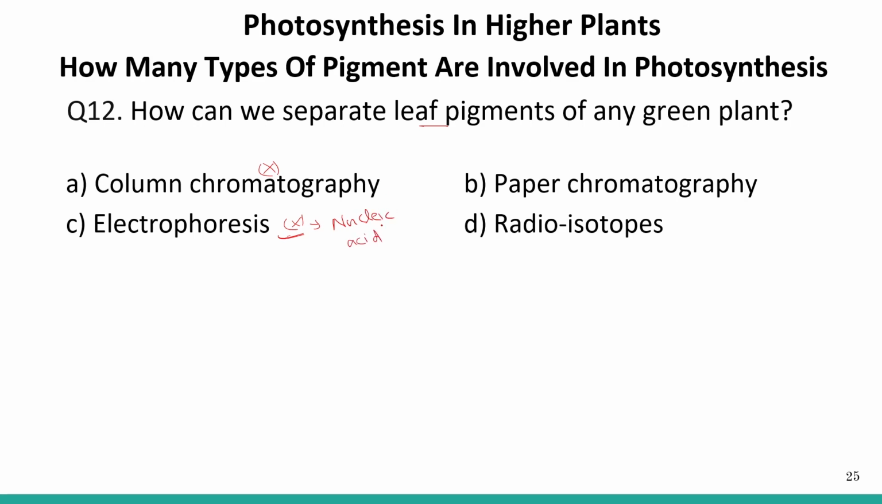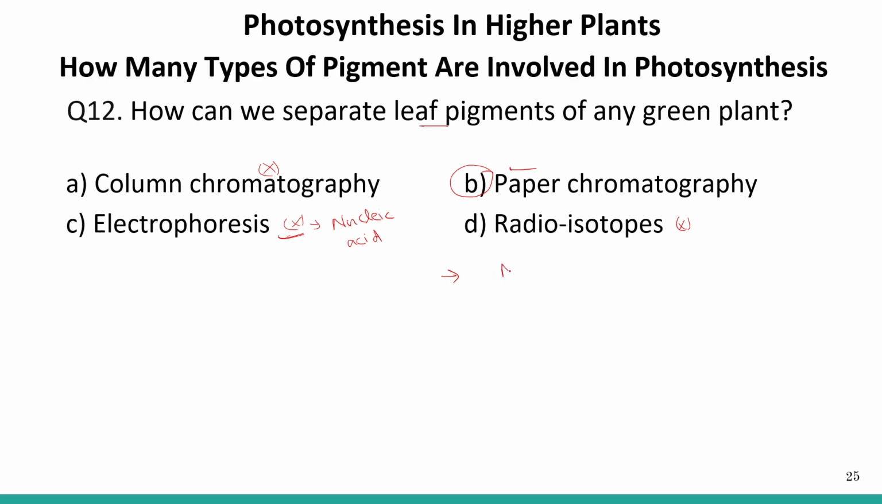Okay. And then we have radioisotope. This is also not true. Radioisotopes are not involved. And then the option we are left with is paper chromatography. So this is the correct answer. We can separate the leaf pigments using paper chromatography. So what happens during paper chromatography?